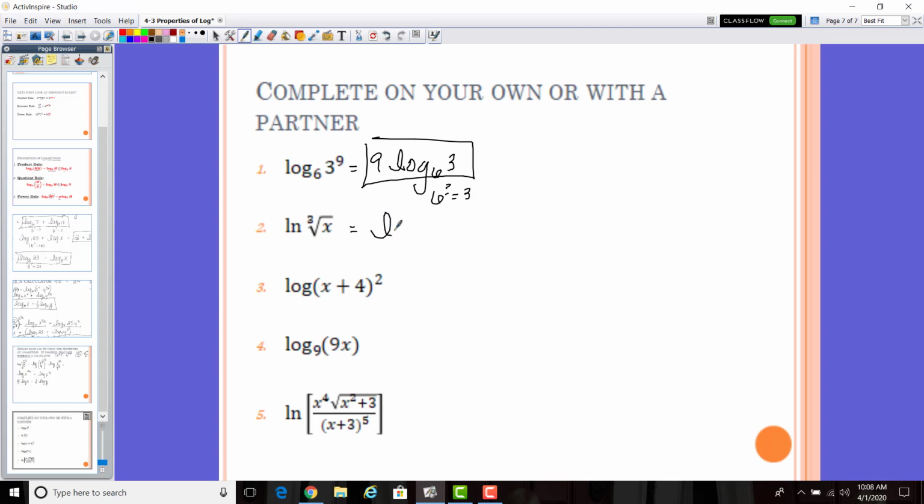This is a natural log. Remember, we need to change the cube root of x to x to the 1/3.